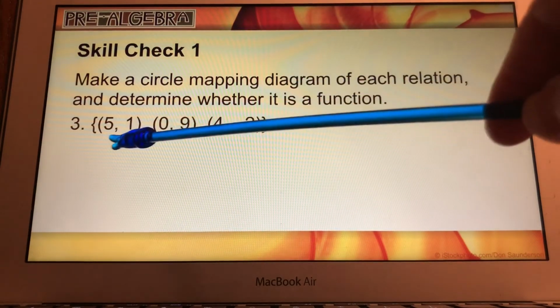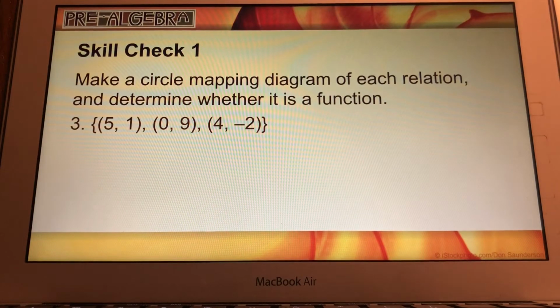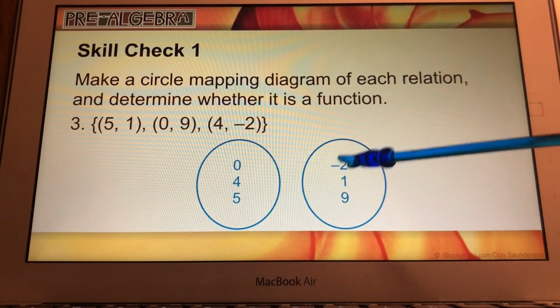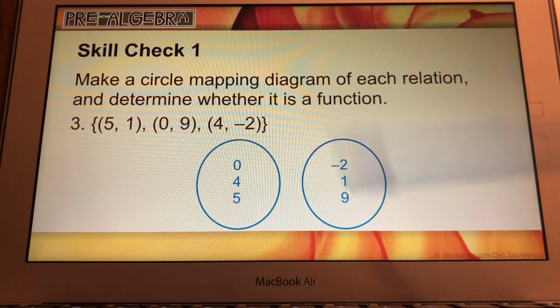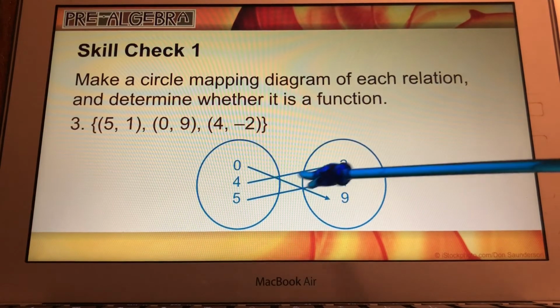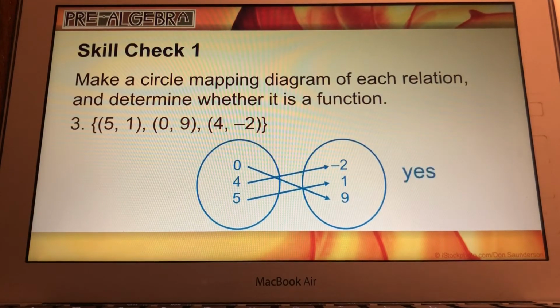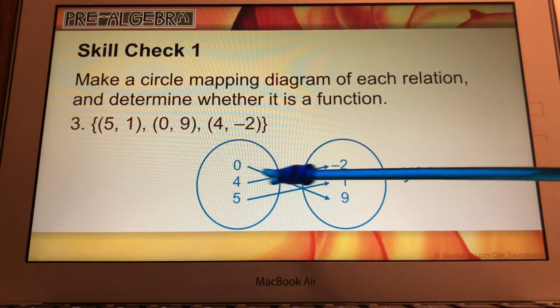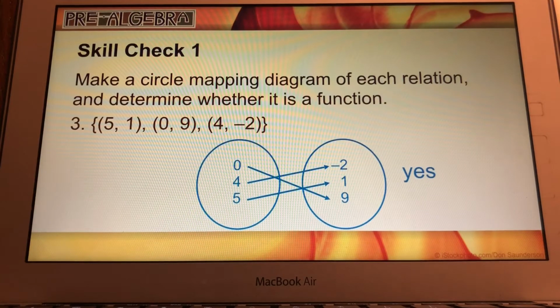Okay, make a circle graph now with these three pairs. I have 0, 4, and 5, and then negative 2, 1, and 9. When I pair each of those up, then that's going to give me individual pairs right there. And so yes, this is a function because all the x values are individually matched with the y value, no repeats.